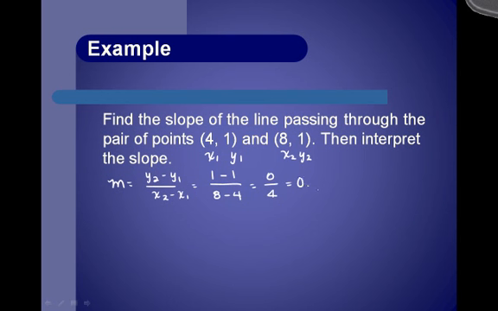Now remember, we said a slope of 0 meant that the line was a horizontal line. We could look at the graph. The first point over 4 up 1, the second point over 8 up 1. Therefore, we have our horizontal line like we expected.